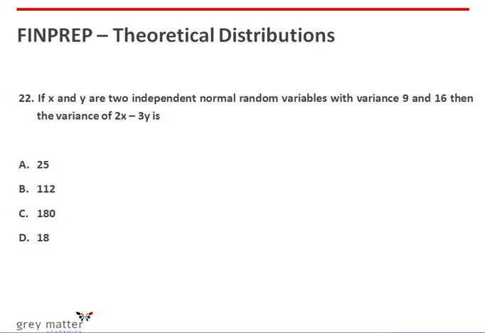22nd problem, if x and y are two independent normal random variables with variance 9 and 16, then the variance of 2x minus 3y needs to be computed.